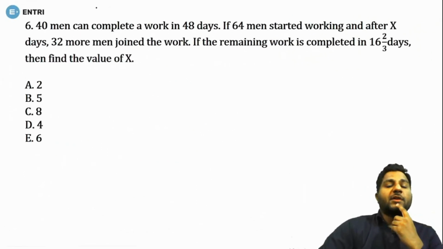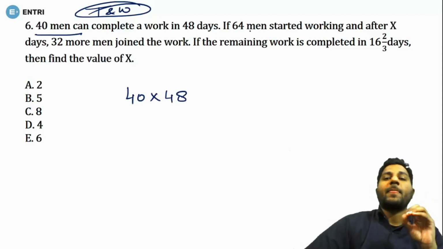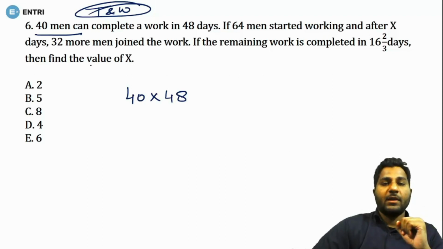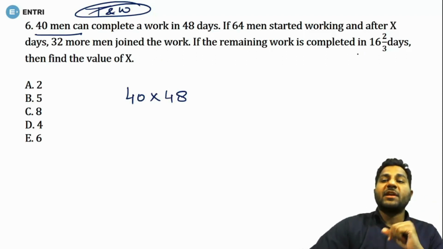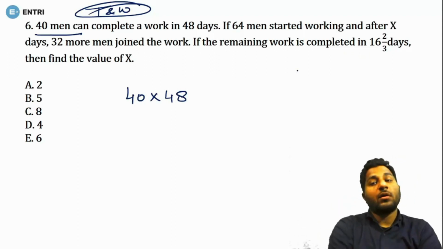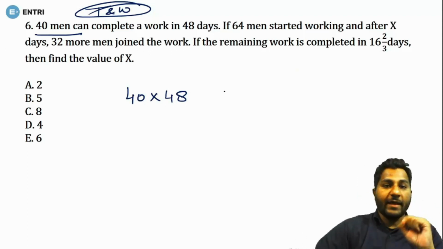The next question is based on time and work, and you know that lots of questions are on time and work. Look at this. 40 men can complete a work in 48 days. That's the total work. If 64 men started working and after X days 32 more men joined, and the remaining work is completed in 16 and 2 by 3 days, then find the value of X. Tell me how you are going to find the value of X.